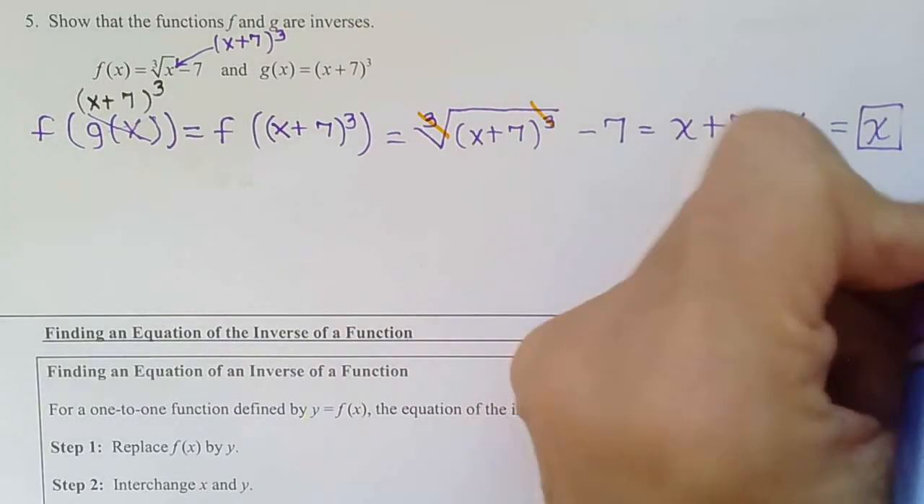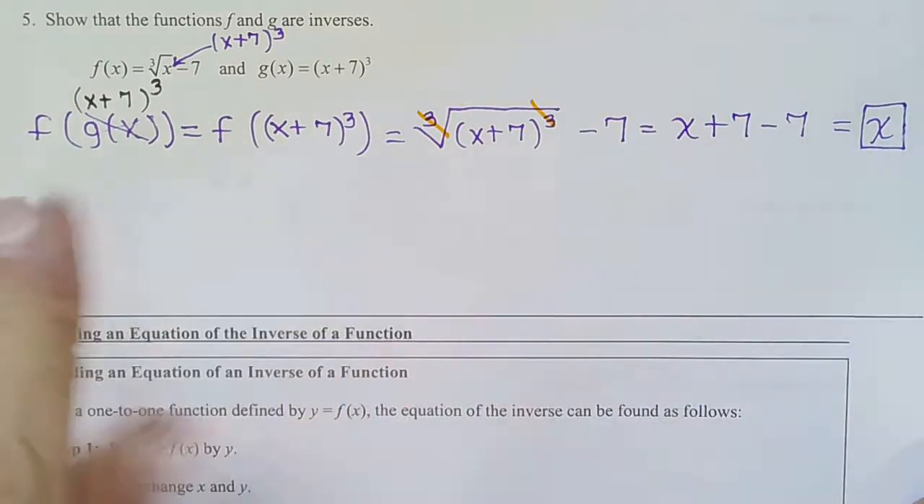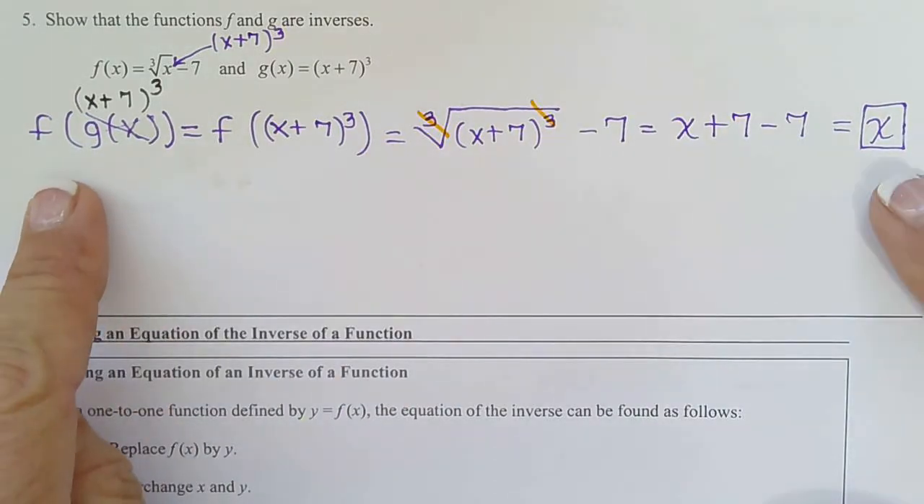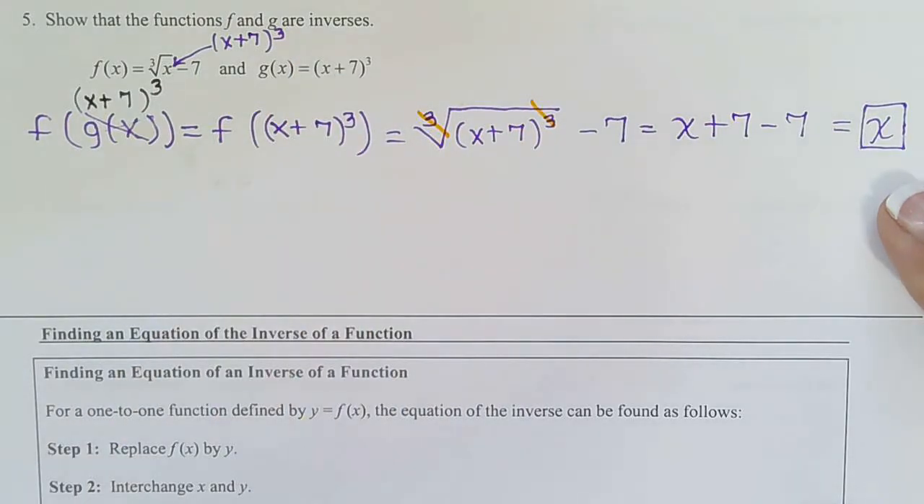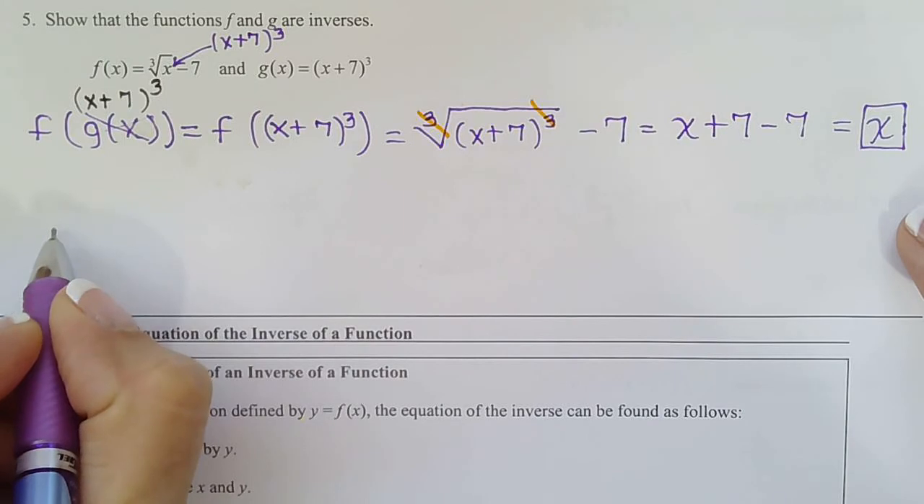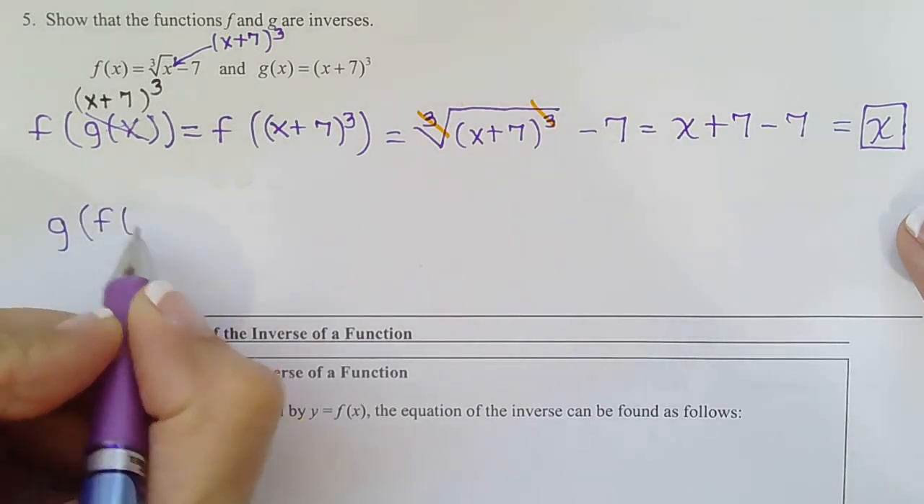Ta-da! So we have half the problem done. We showed that f of g of x is x, but in order to show they're inverses, remember we have to also show g of f of x is x. They both have to be x. If one is x and one's not, then they're not inverses. So let's do the second one. The second one is g of f of x.